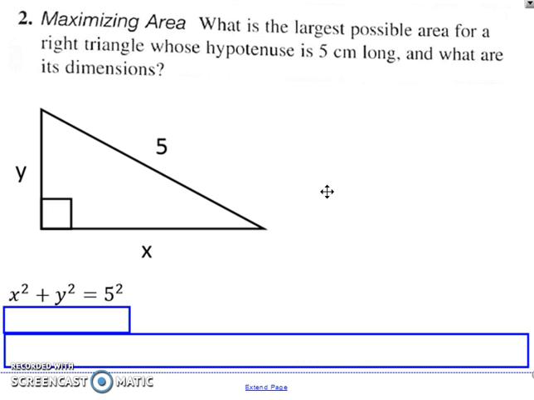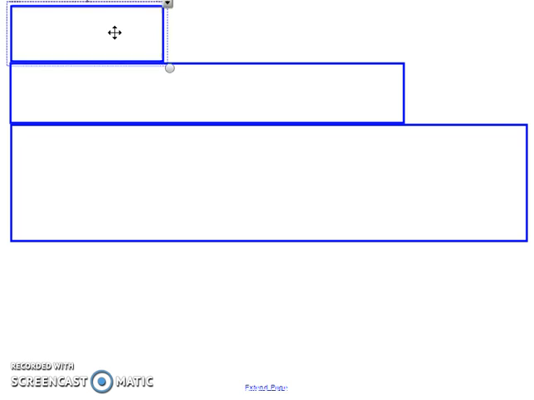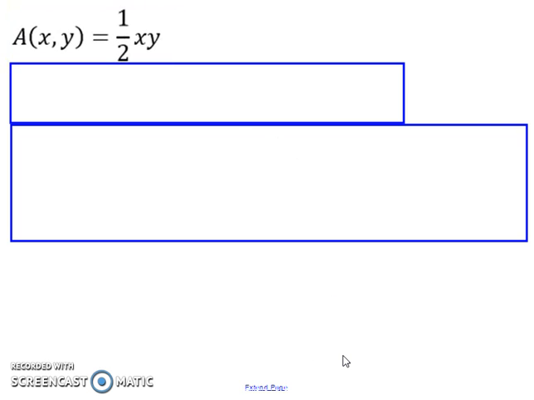Okay, now what we have to think about is maximizing the area. Well, this is a triangle, so its area is going to be 1/2 base times height. So I'm going to go to the next page and here it is. This is the function that we need to maximize.